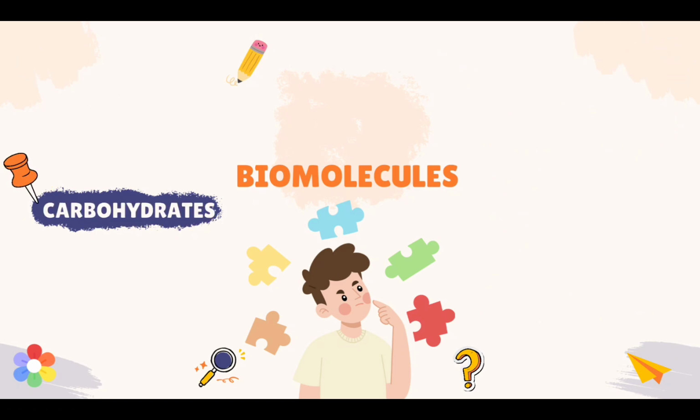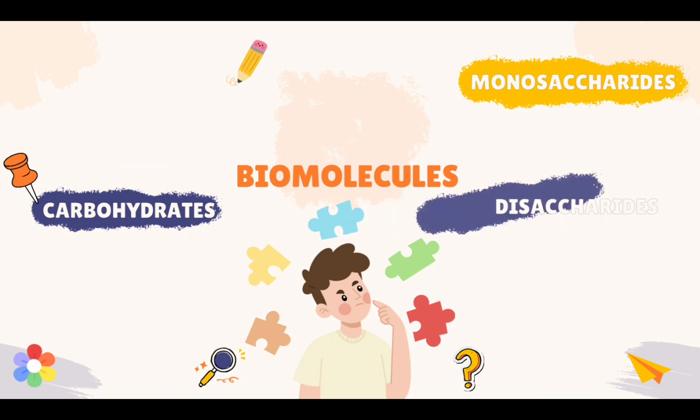Carbohydrates, polysaccharides or sugars. Definition: organic molecules made up of carbon, hydrogen, and oxygen. General formula is (CH2O)n. Function: energy storage, structural support. Types of carbohydrates: monosaccharides, simple sugars, sweet, soluble. Glucose C6H12O6, primary energy source. Fructose, sweetest sugar. Galactose, found in milk.